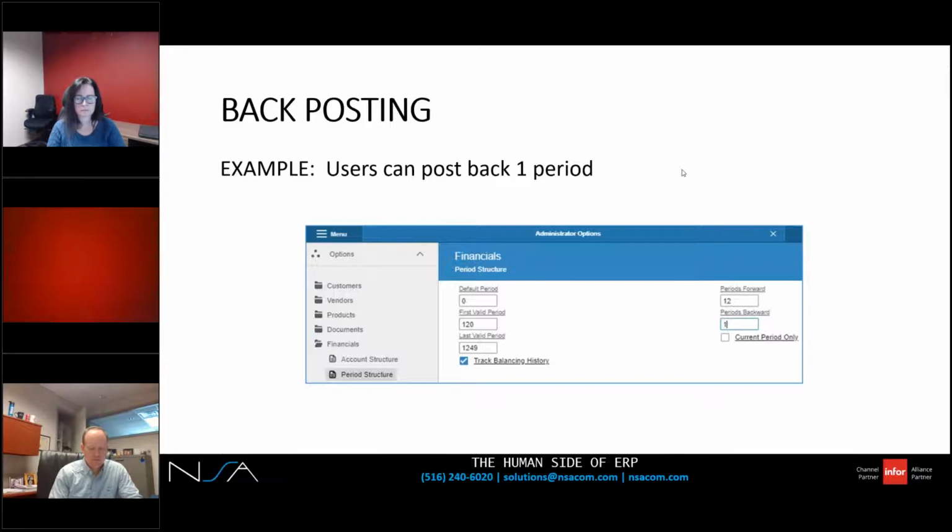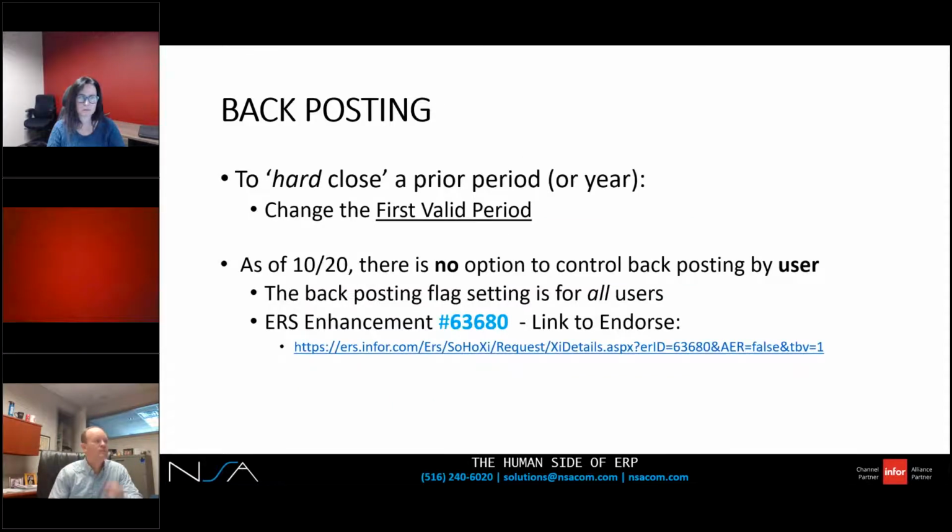Now, let's talk about one more thing, because I would very much appreciate if people would support this enhancement request. To hard close a prior period or year, change the first valid period. Let's say, for example, we'll use October. Let's say you do not want people to back post anymore into September, then you would change the first valid period to October 20, so 10/20, if we were using a calendar period. You would change it to 10/20 if you don't want users posting back beyond that.